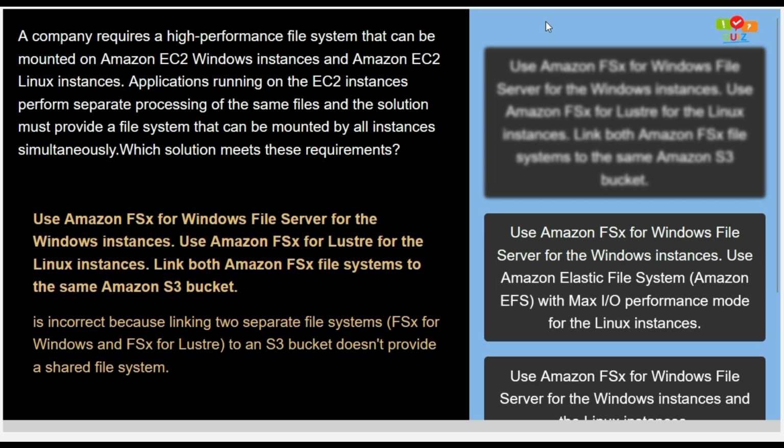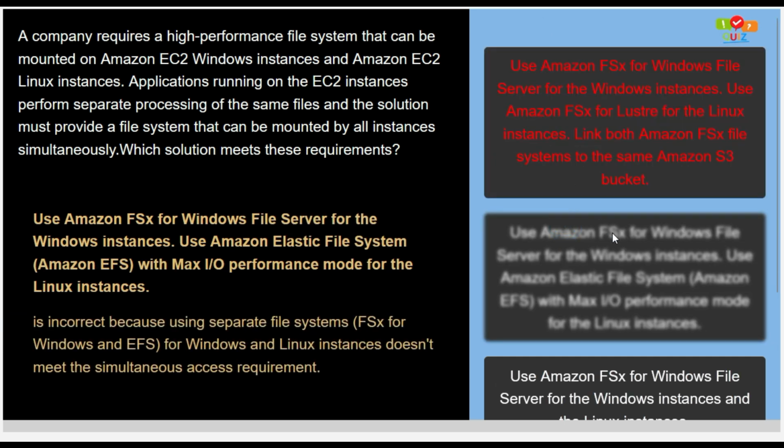Option 1. Use Amazon FSx for Windows file server for the Windows instances. Use Amazon FSx for Lustre for the Linux instances. Link both Amazon FSx file systems to the same Amazon S3 bucket. This option is incorrect. Why? Because linking two separate file systems, FSx for Windows and FSx for Lustre, to an S3 bucket doesn't provide a shared file system. Alright, so your option 1 is the wrong answer.